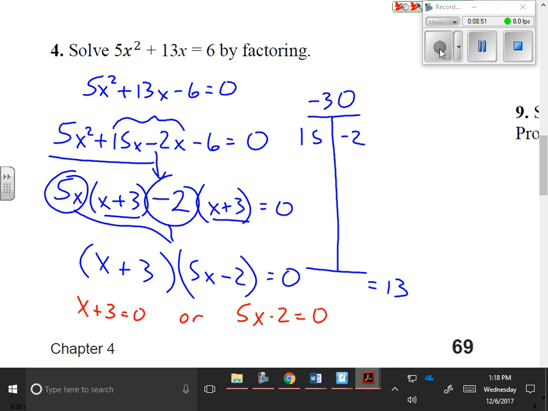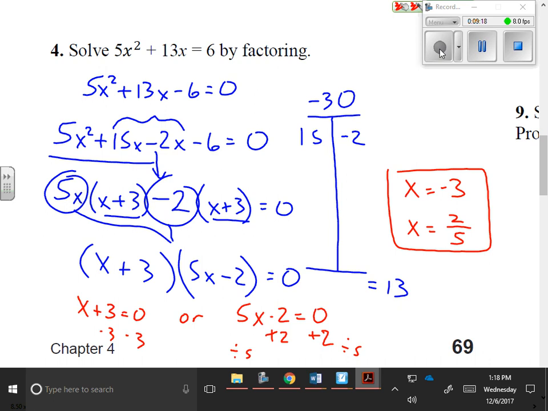Subtract 3, so you got one answer of x equals negative 3. And the other one, you have 2 steps to get it finished. Add 2, and then divide by 5. It's 2 divided by 5, just 2/5, or 0.4. So those would be your two solutions.